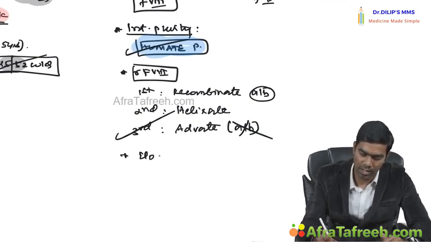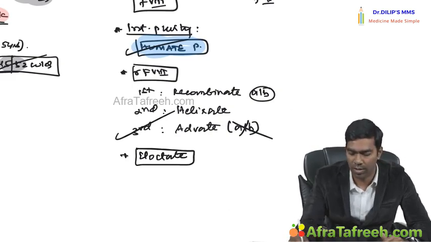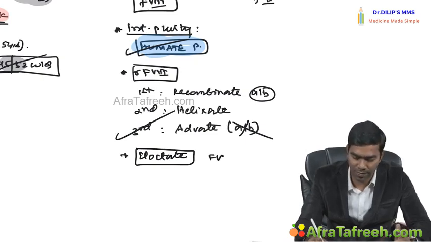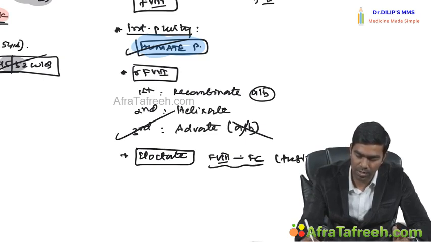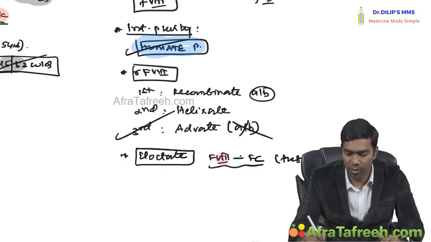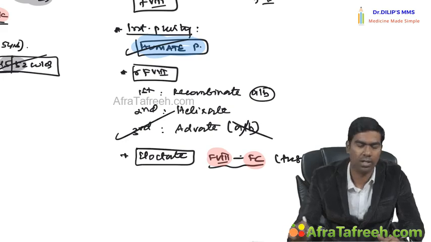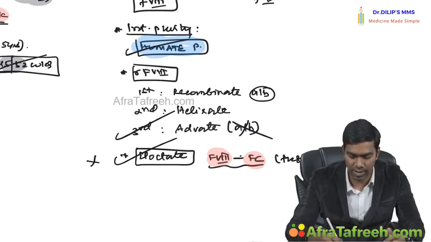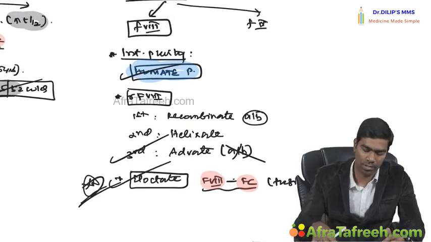And the newer one is there, that is called Eloctate. Eloctate is a newer one. This Eloctate is currently the preferred one because this is a factor 8 with the Fc fusion, which means they have fused it with the Fc fragment of the immunoglobulin. Why we do that is to increase the stability and increase the half-life, because now it becomes approximately 4 days from 1 day. So to increase the half-life, the number of doses can be reduced. That's the advantage of Eloctate. So this is upcoming recently in India also.